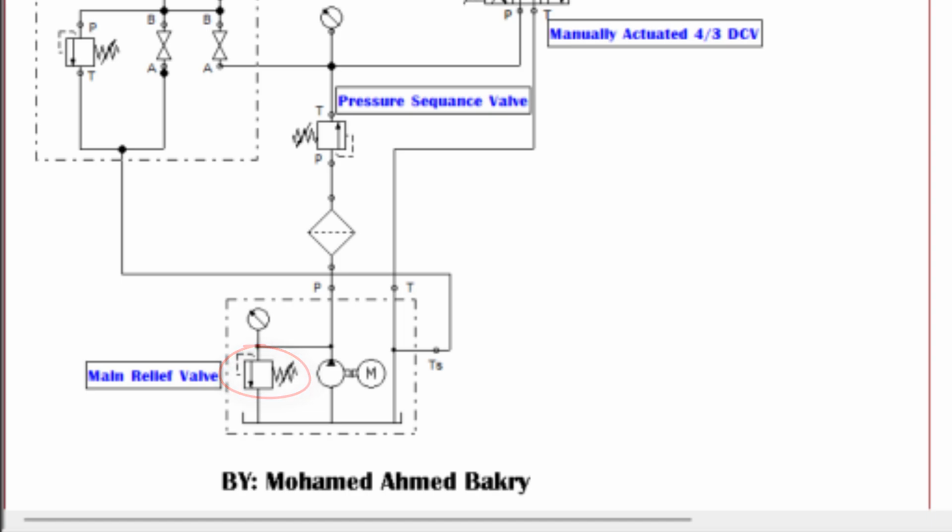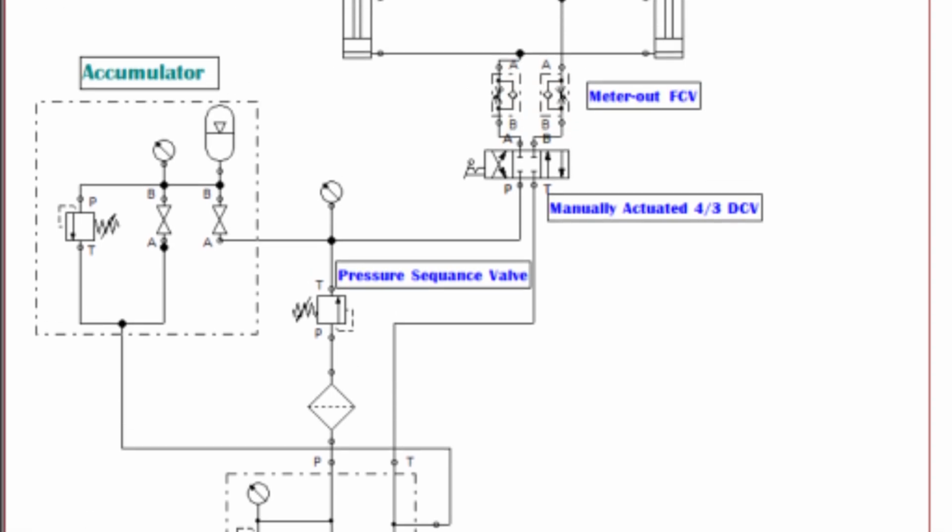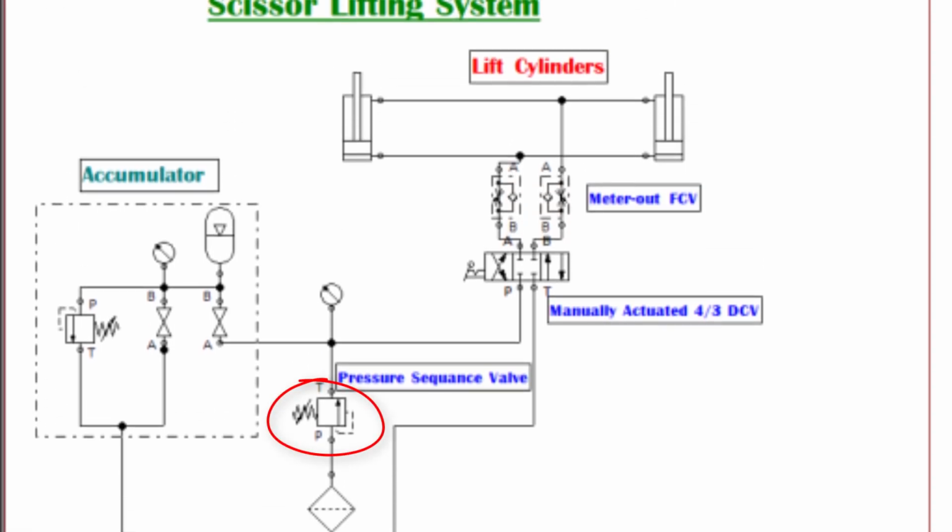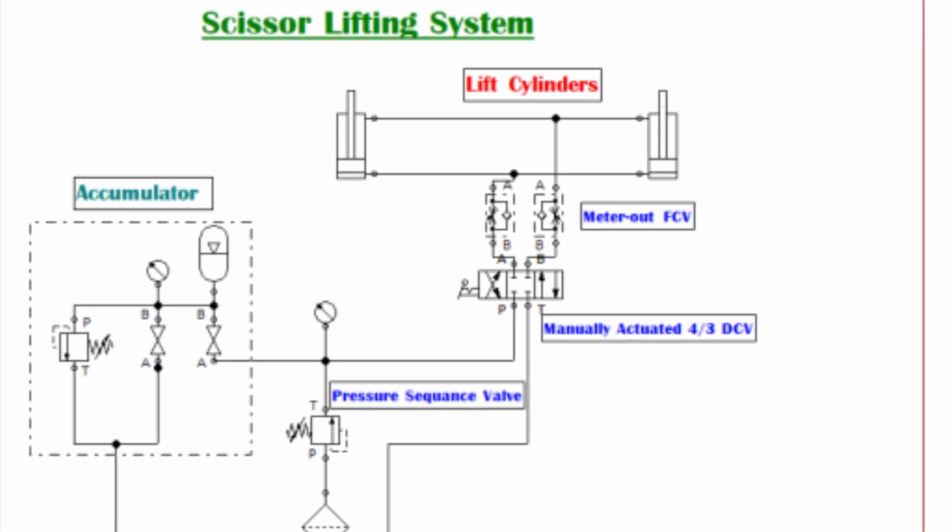Fourth, a pressure sequence valve ensures that oil reaches different components of the system in a specific sequence. For example, it can delay cylinder operation until enough energy is stored in the accumulator.